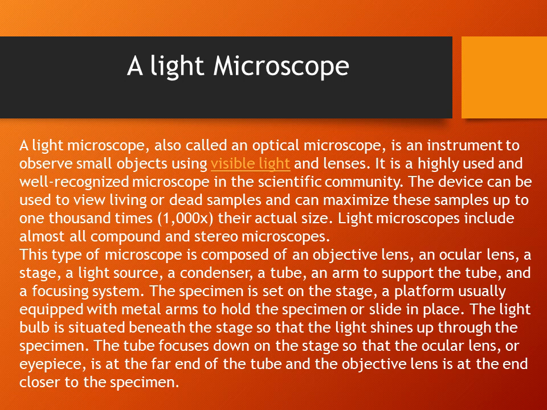The specimen is set on a stage, a platform usually equipped with metal arms to hold the specimen or slide in place. The light bulb is just beneath the stage, and the light shines up through the specimen. The tube is focused down on the stage so that the optical lens or eyepiece is at the far end of the tube and the objective lens is at the end closer to the specimen.